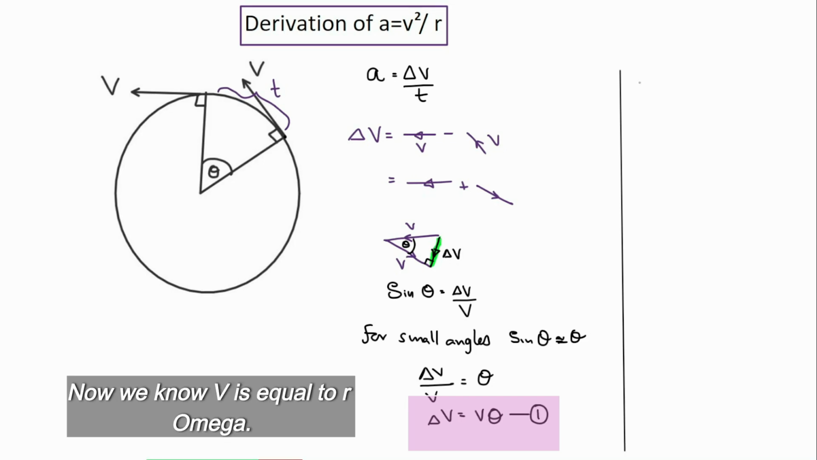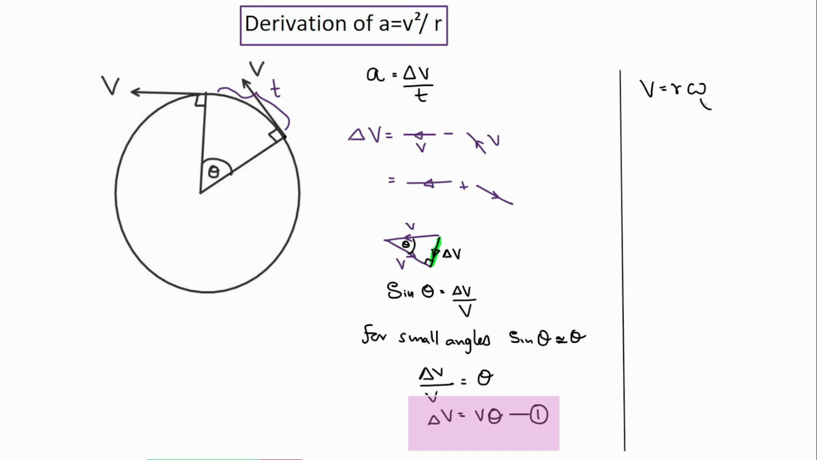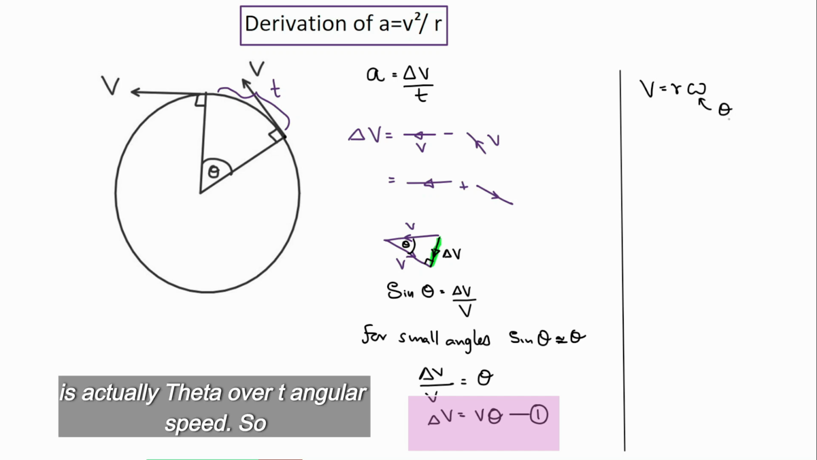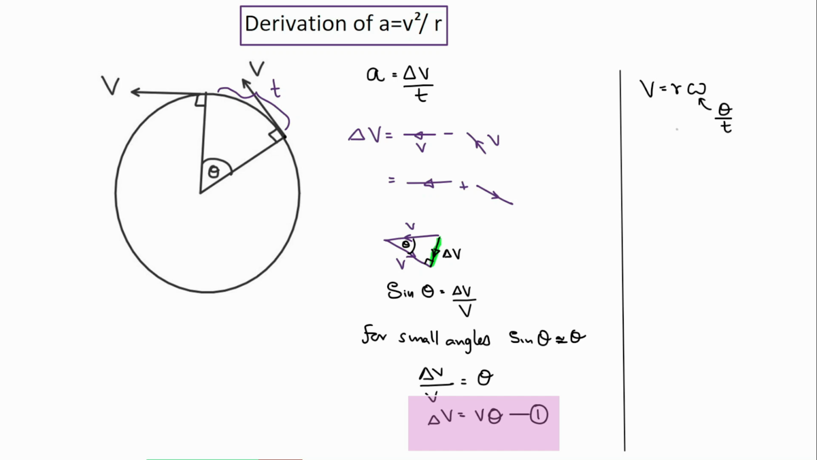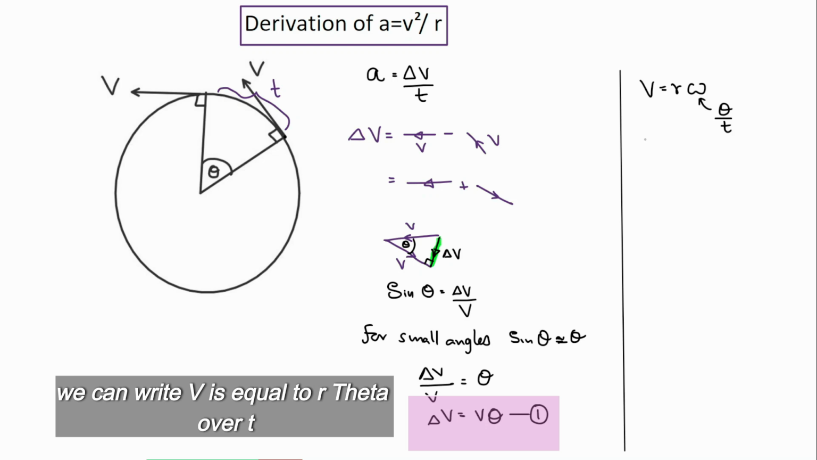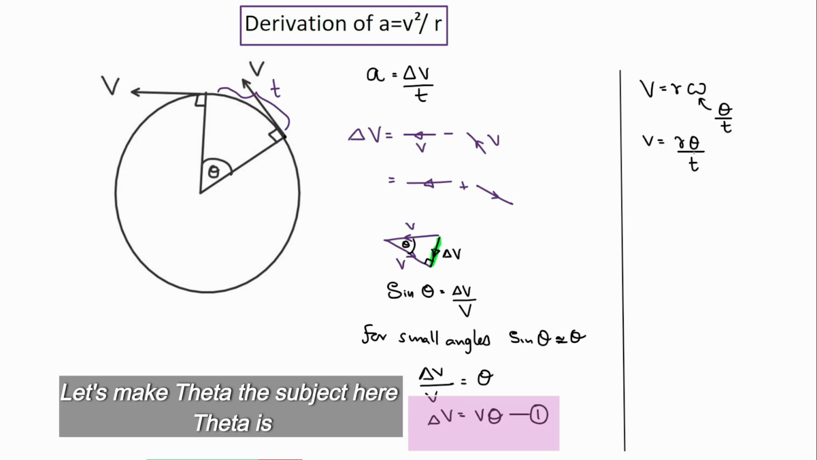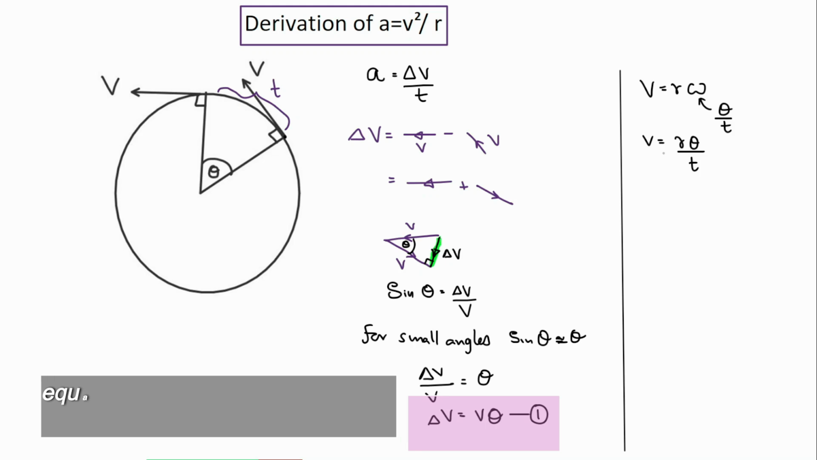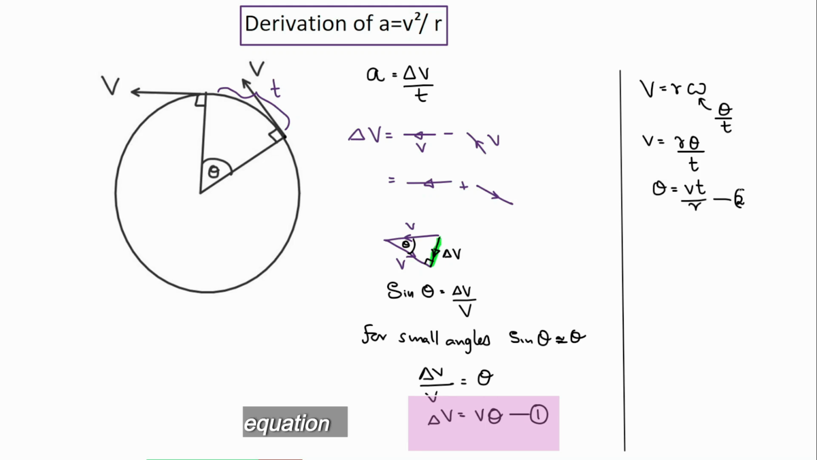Now we know v is equal to r omega, but omega here is actually theta over t, angular speed. So we can write v is equal to r theta over t. Let's make theta the subject here: theta is equal to vt over r. Now let's call this equation 2.